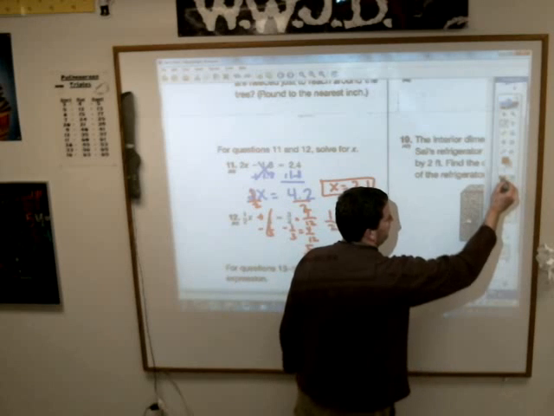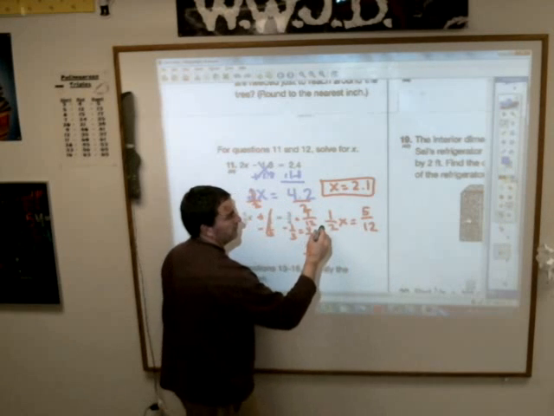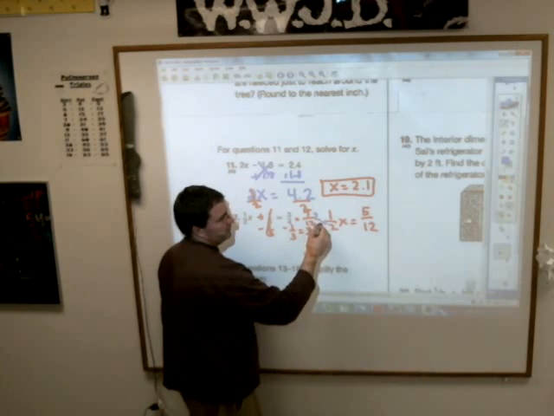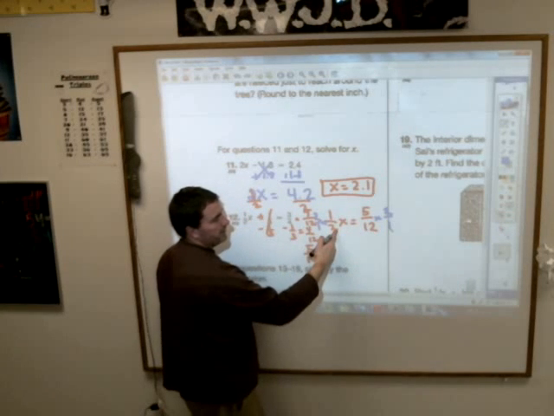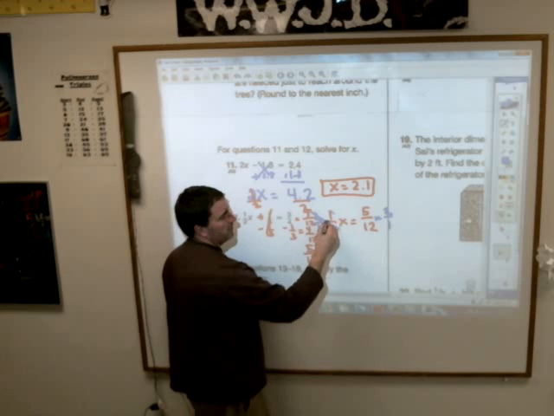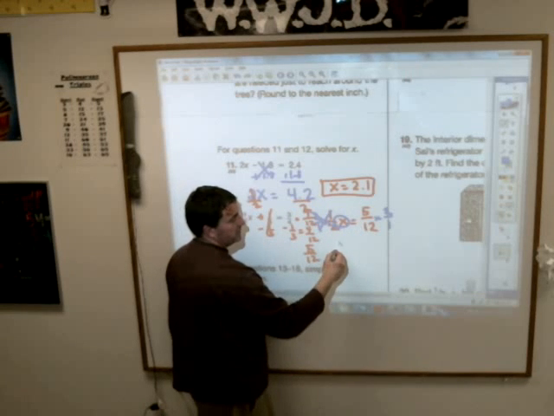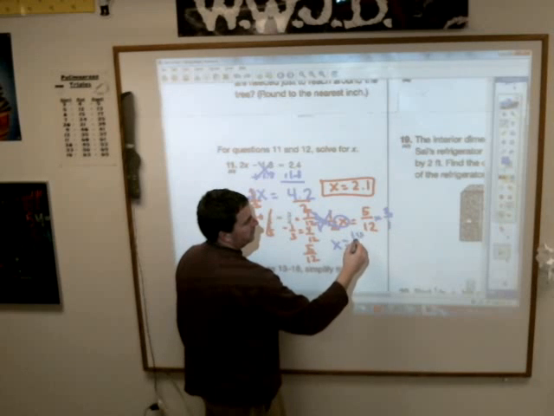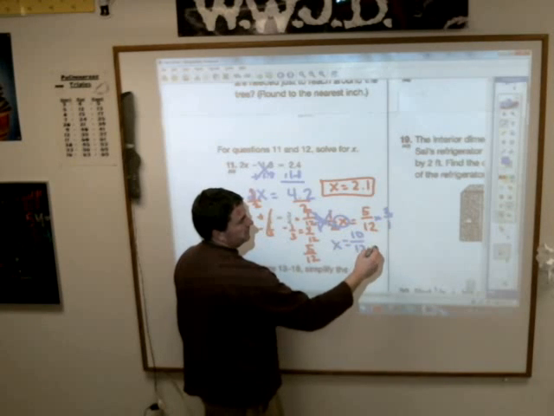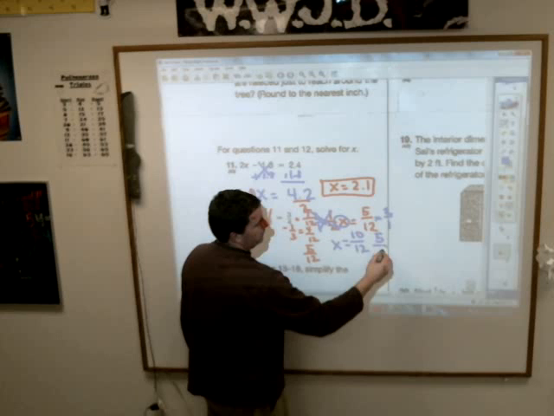To get rid of this fraction here, you are just going to multiply by its reciprocal. And you're going to multiply this by the same thing. Because when you multiply by the reciprocal, what do you get? Everything crosses off, you're left with just an x. Over here, you multiply by 2 over 1, you get 10 12ths. And then you can just reduce that down to 5 over 6.